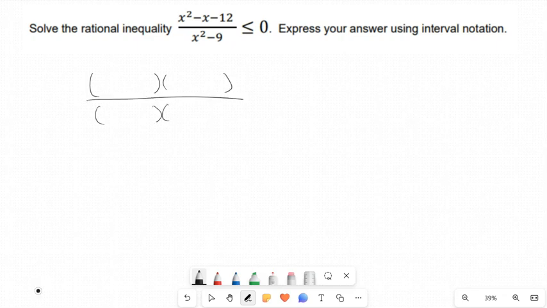In this case, the numerator and denominator factor. The numerator, we would have x minus 3 times x plus 3, and x minus 4. And let's check that with FOILing. x squared minus 4x plus 3x is minus x, and minus 12.